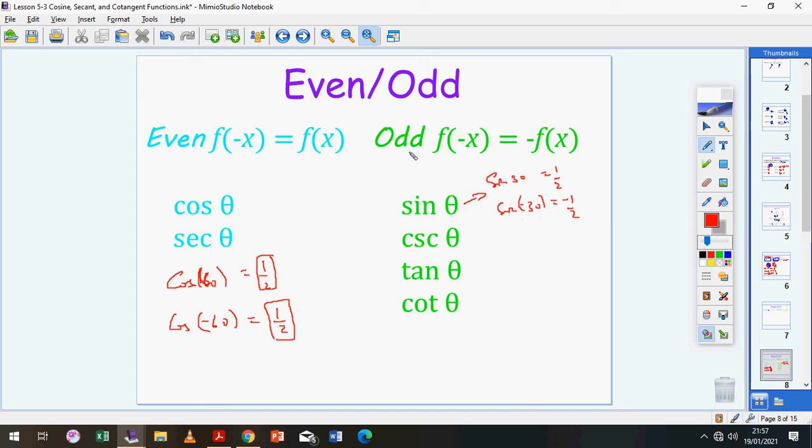So since secant is the reciprocal of cosine, it also will be an even function. And since cosecant is the reciprocal of sine, it will be an odd function. Since tangent involves a sine function, which is odd, the tangent function will also be an odd function, same as the cotangent, because it's the reciprocal of tangent.